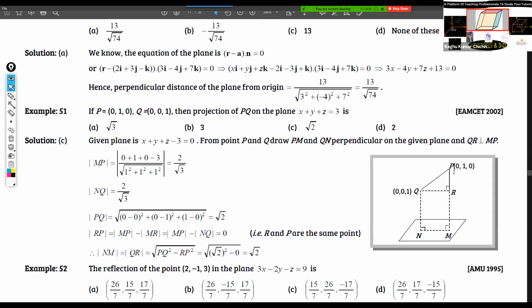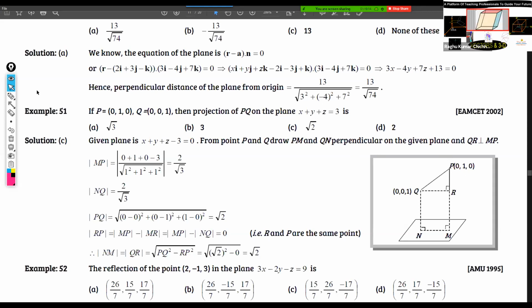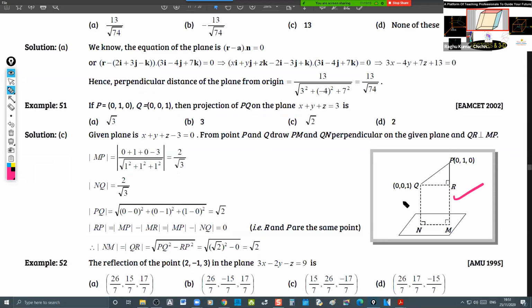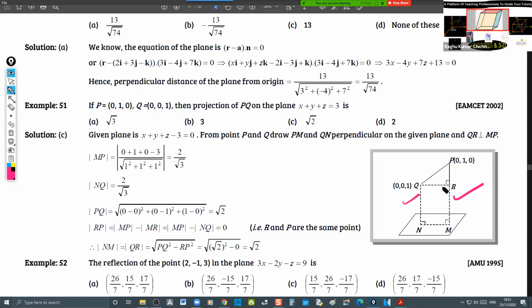What he did is he got the perpendicular distance here. Simple only. This method is good, easy and simple. This is a perpendicular distance. This is another perpendicular distance. After getting this, we need this distance here.